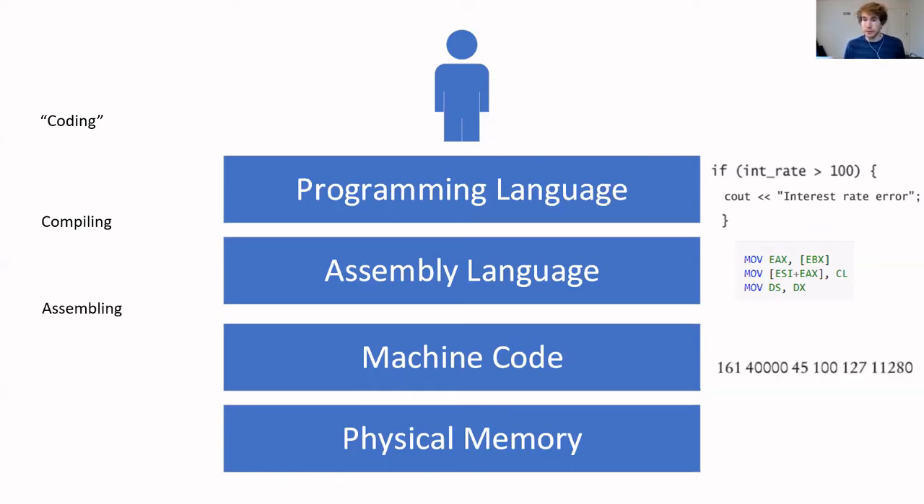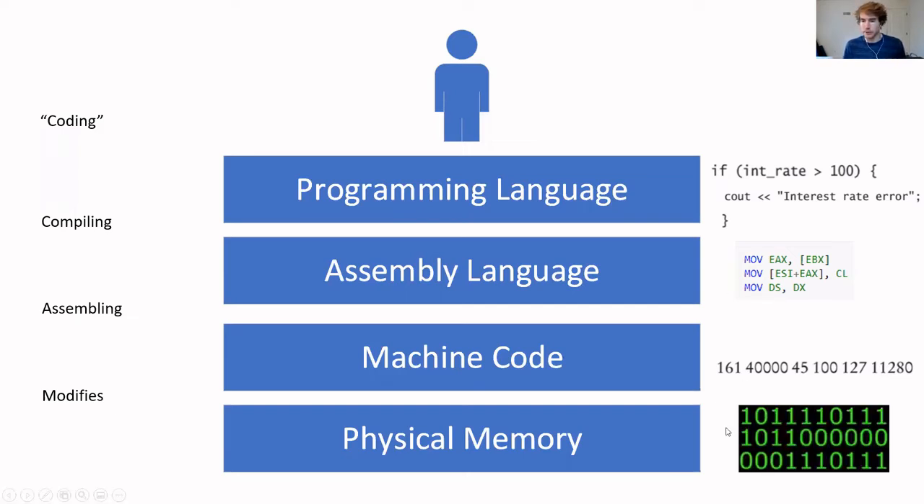And machine code, these are actual instructions, just pure numbers. And these are instructions to the processor that tells the processor what to do with the physical memory. And so the machine code is really the instructions to that microsurgeon that's going in there and modifying our physical bits in our RAM.